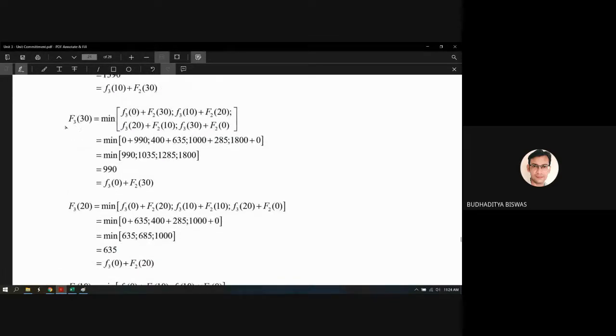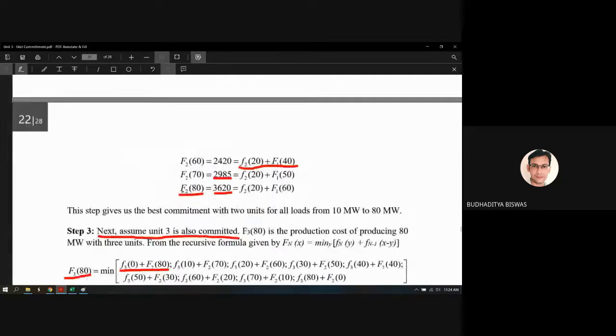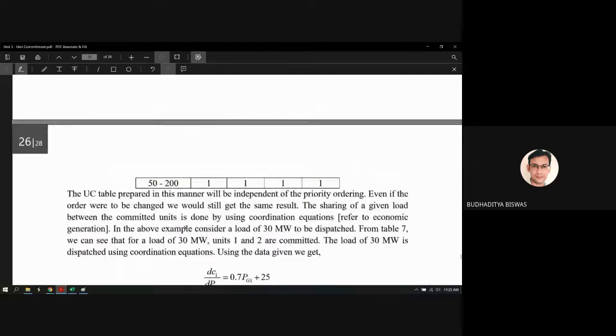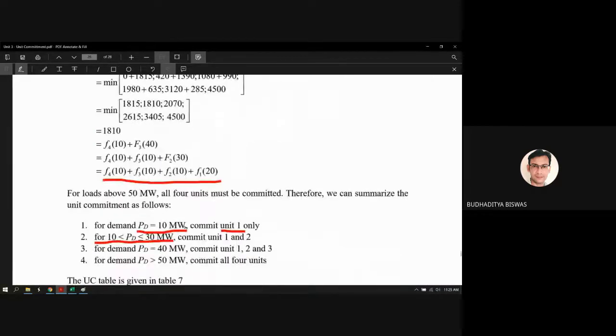Here you see F330, it's actually F3 equal to 0 and this is equal to F230. Now let's check what is F230. F230 is equal to 990. Here F1 equal to 10, F2 equal to 20; F2 equal to 10, F1 equal to 20. So that means here units 1 and 2 are committed. So up to 10 to 30 megawatt, units 1 and 2 should commit.